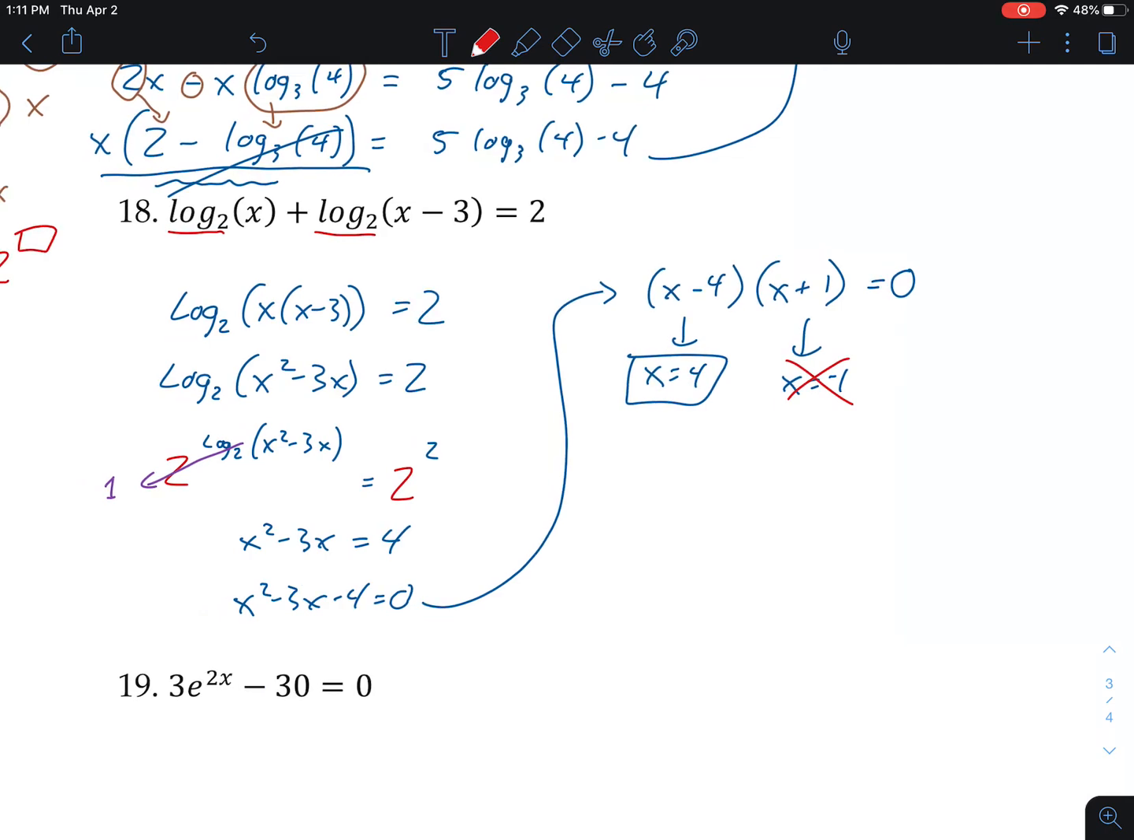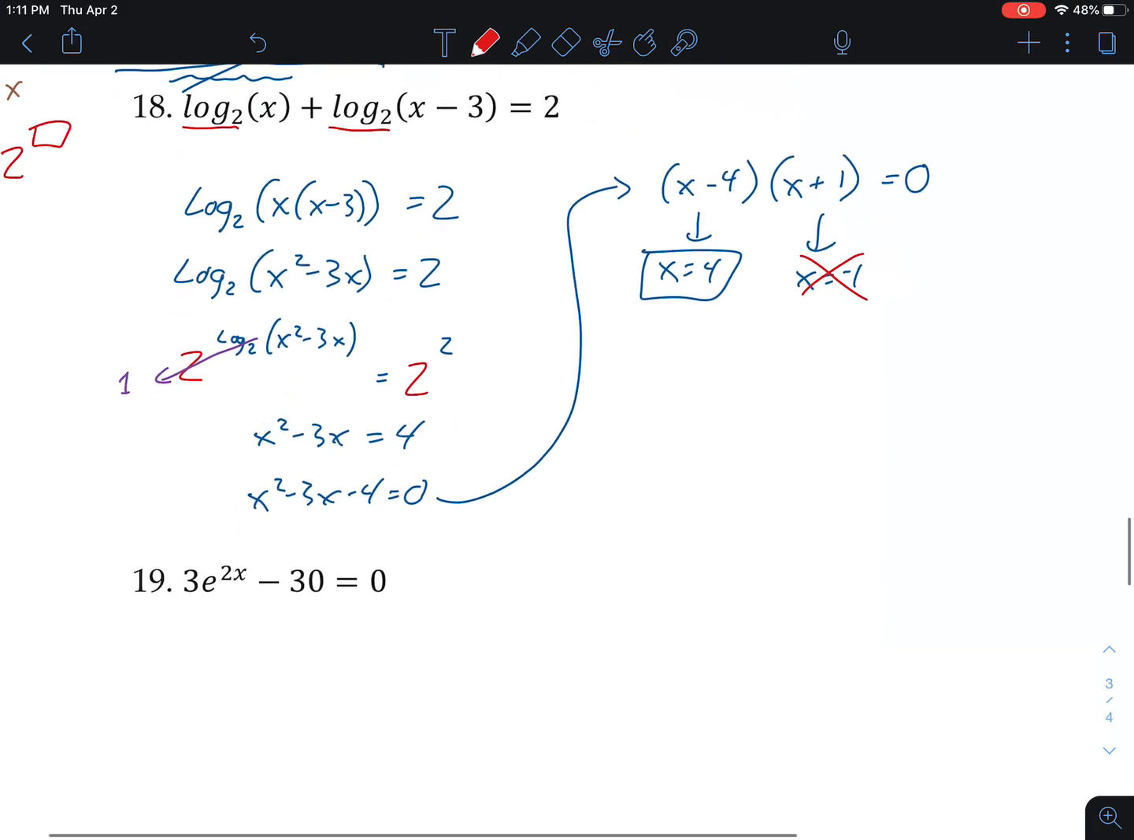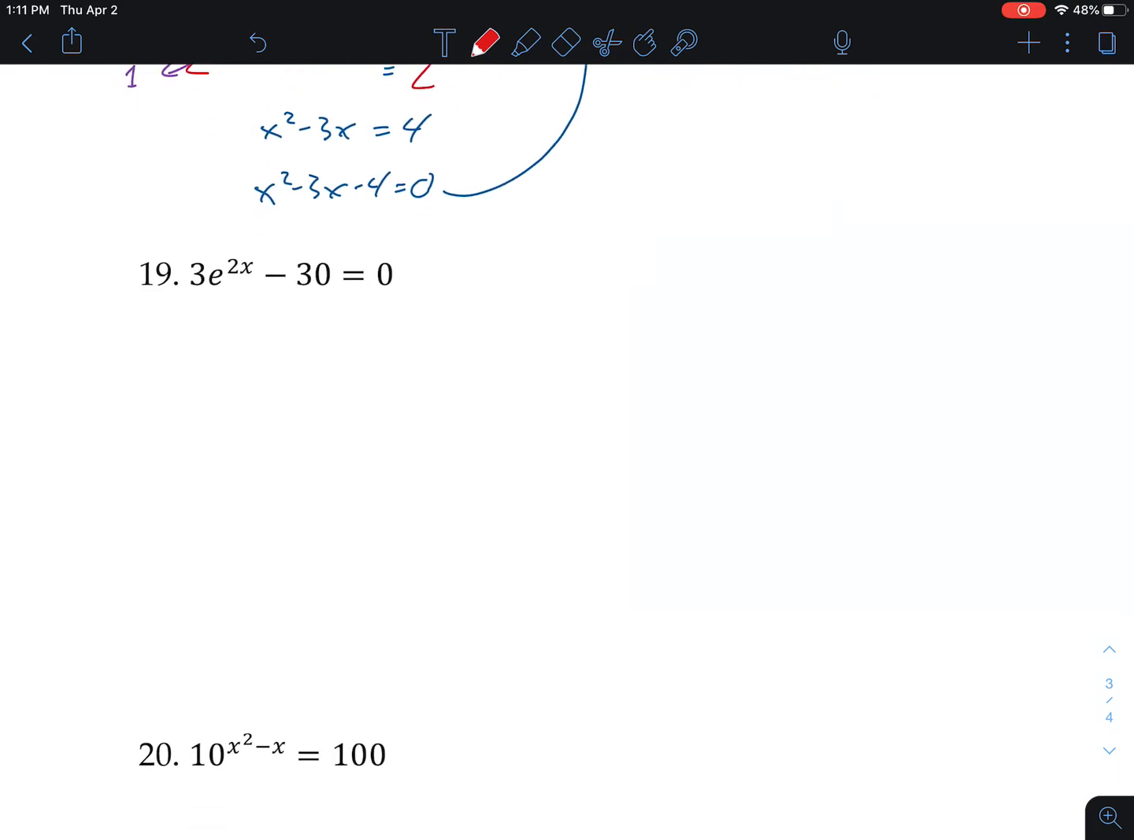I hope that kind of cleared up some of the steps. Let's just do 19 and 20, two more of the same. Bring over my 30 because I want the e by itself. I divide both sides by 3, and I get my single number 10. We know that e, so I need an ln of both sides, a natural log of both sides.